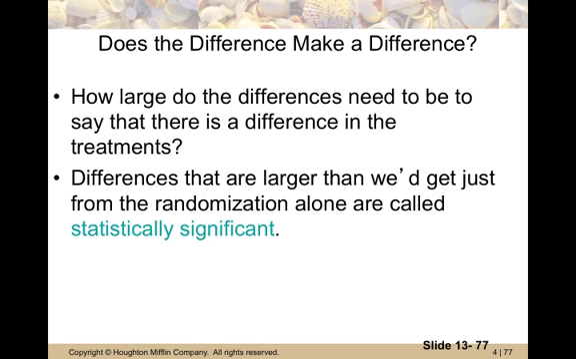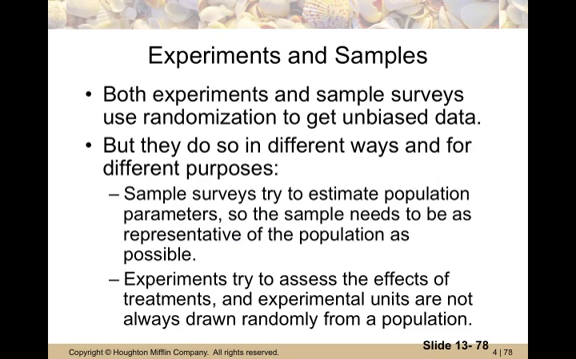Now, when we're comparing, we're looking for a difference in the response variable, and that brings up a question. Does the difference make a difference? How large do the differences need to be to say there's a difference in the treatments? Okay, how big does the difference in the response have to be to say that the treatments actually did something significant? Differences that are larger than we get just from randomization alone, just due to chance, are called statistically significant.